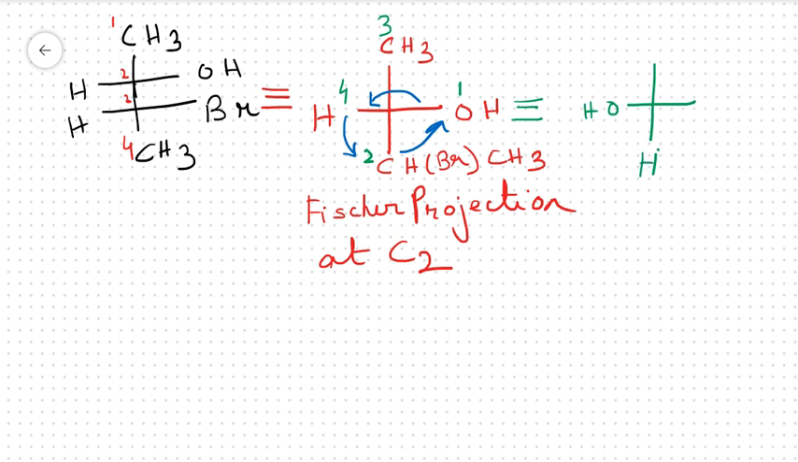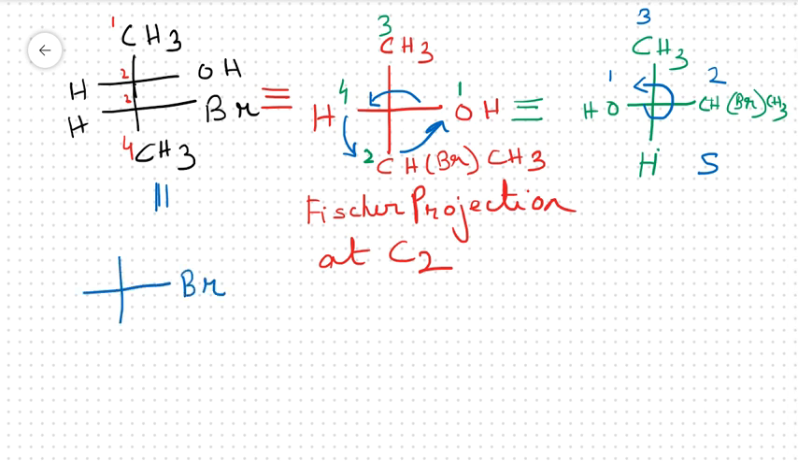OH, H, and this is CH, Br, CH3, and this is CH3. So 1, 2 and 3. So it will come 1, 2 and 3. So since it is coming in an anti-clockwise direction, it will be S.